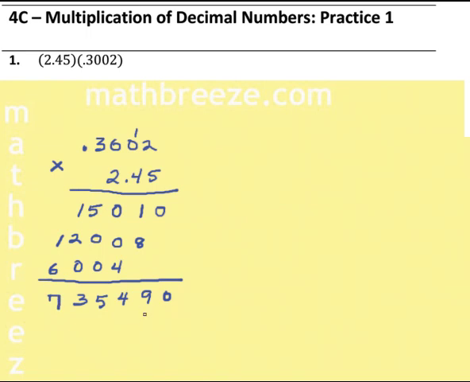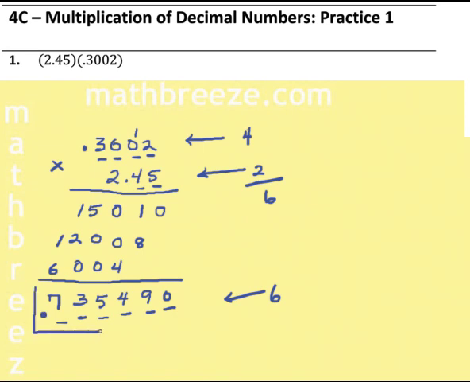And now we're ready to insert our decimal point in our product. So let's count the number of decimal places in our first number. We have 1, 2, 3, 4 decimal places. And let's count the number of decimal places in our second number. We have 2 decimal places. That's a total of 6. So we're going to need 6 decimal places in the product. So let's count. We have 1, 2, 3, 4, 5, 6, and insert the decimal point right here. So there's our product.